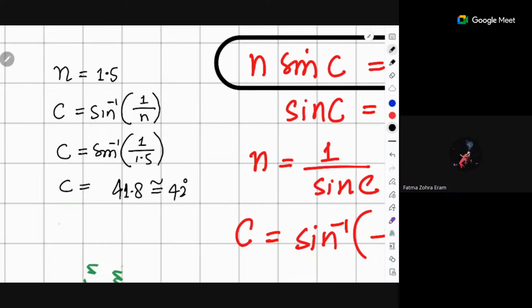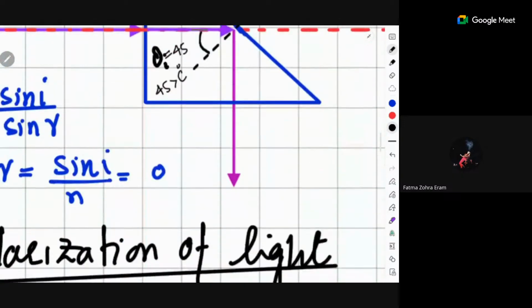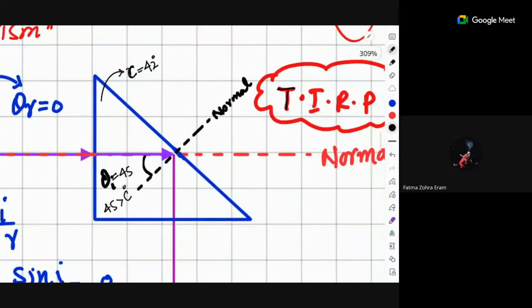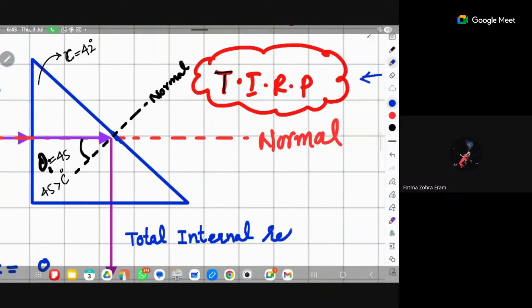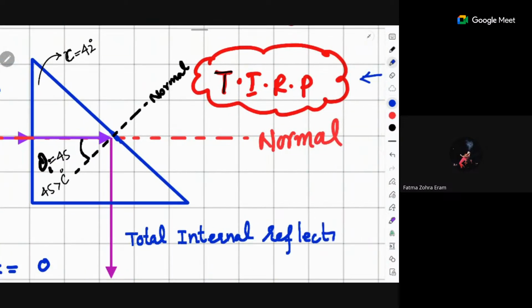Now tell me, if the angle of incidence is greater than 42 degrees, then what will happen? Will this light come back to the same medium, or will it move away from the medium, or will it refract? Total refraction will happen, but internally. Yes, total internal reflection is taking place. Right, this is clear now.